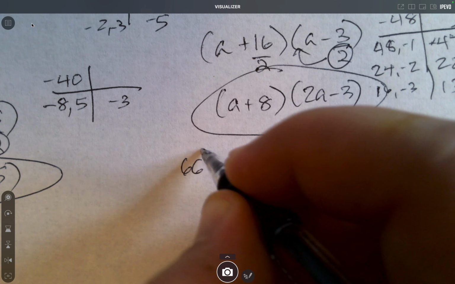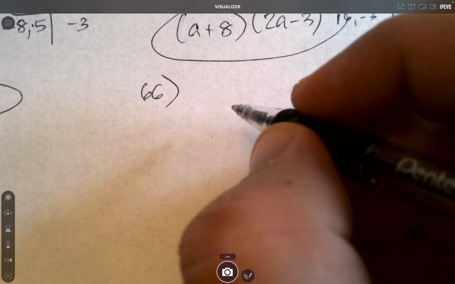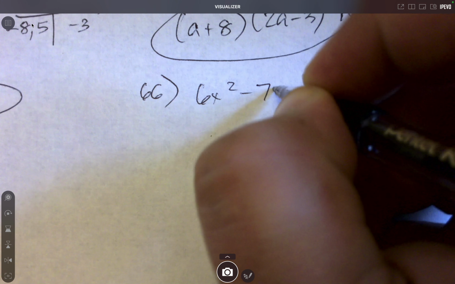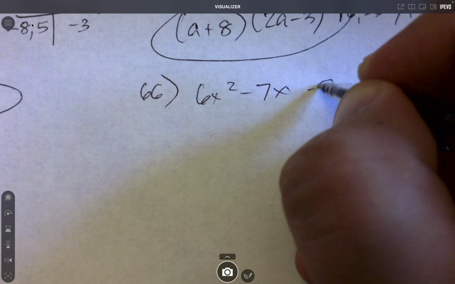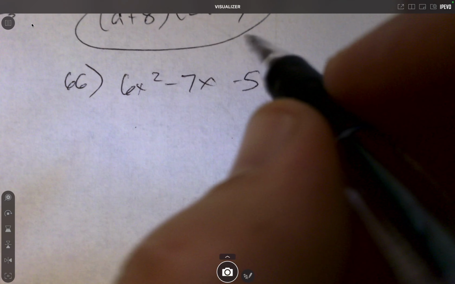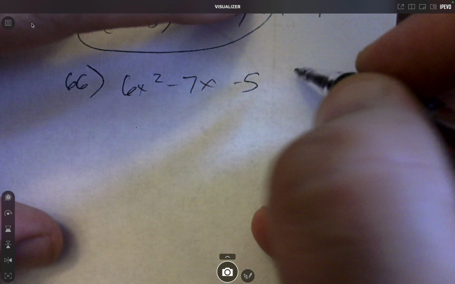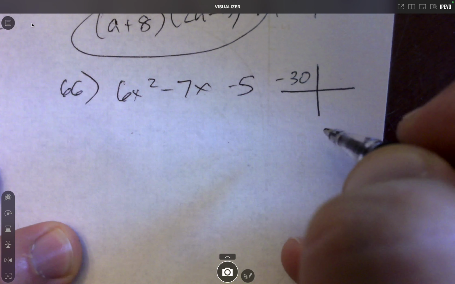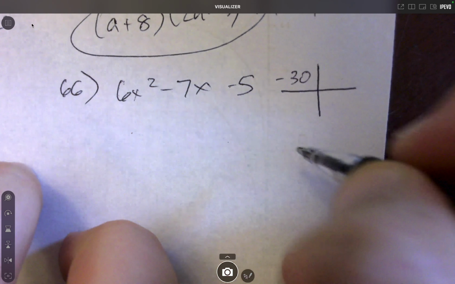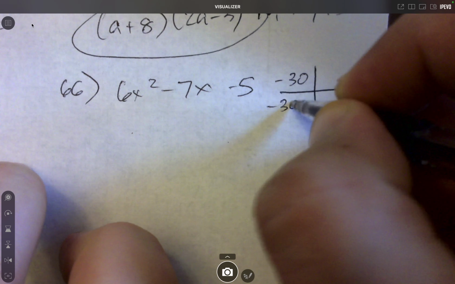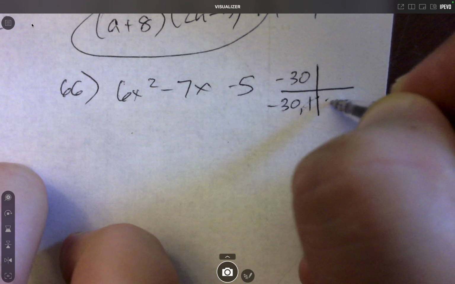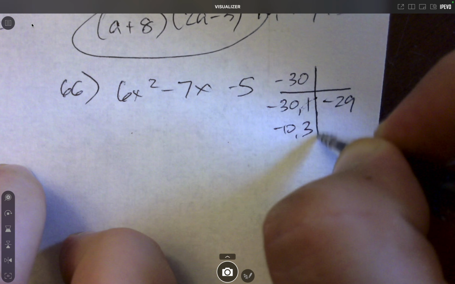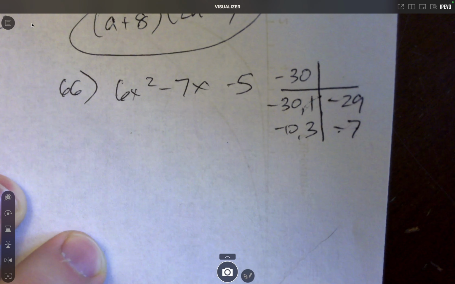Okay, 66. We have 6x squared minus 7x minus 5. Okay, so we want to get rid of the 6 because it's a pain. 6 times 5 then is negative 30. So we want something that multiplies to negative 30. That means one positive and one negative. It adds up to negative 7, so the bigger one needs to be negative. So negative 30 and 1 gives us negative 29. No good. But negative 10 and 3 do give us what we need.